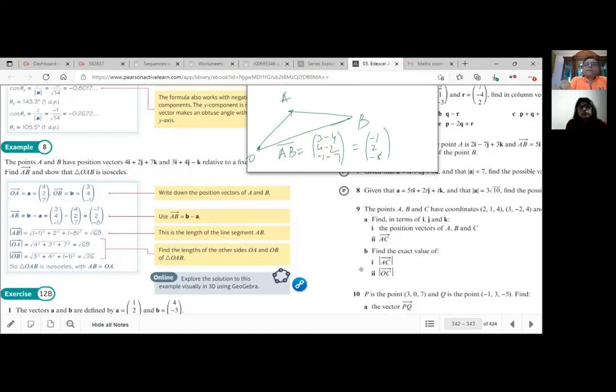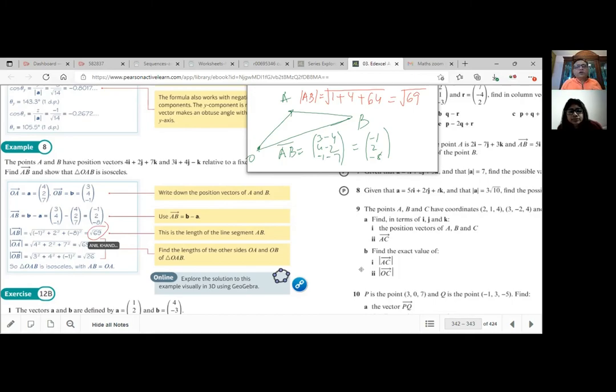So the magnitude of AB is equal to the square root of 1 squared plus 2 squared, which is 4, plus 8 squared, which is 64. That is the square root of 69. So that is what AB is. They've also got the square root of 69, correct?